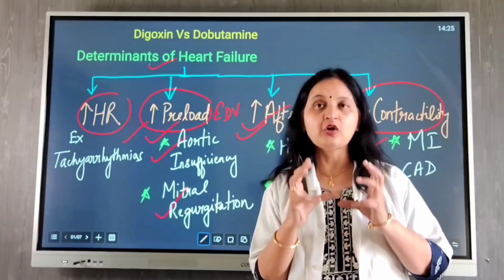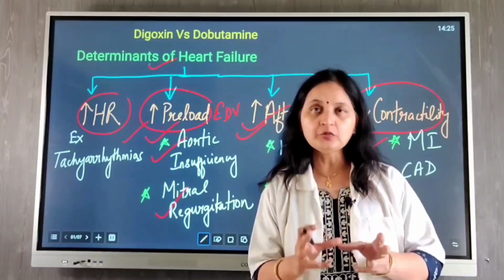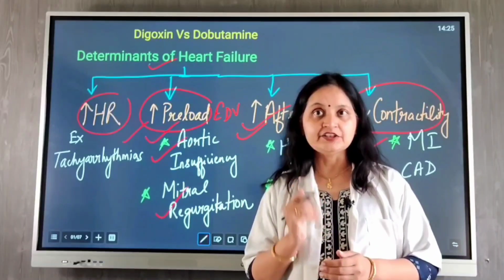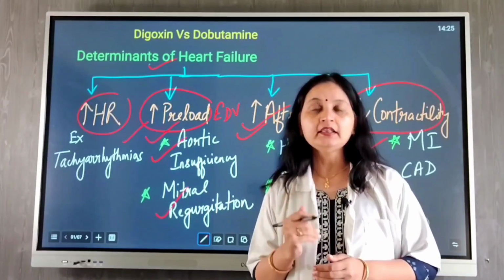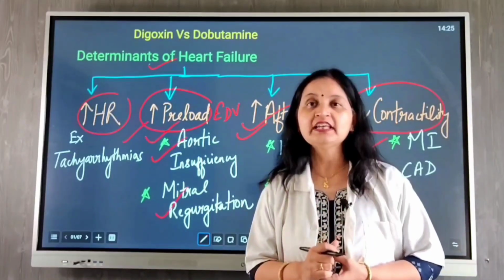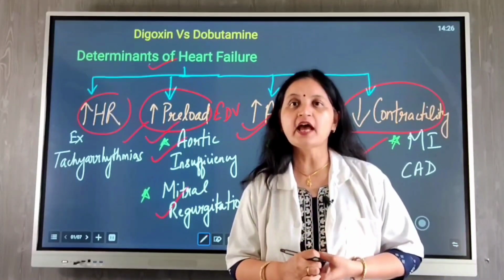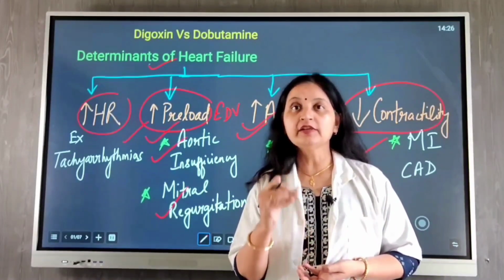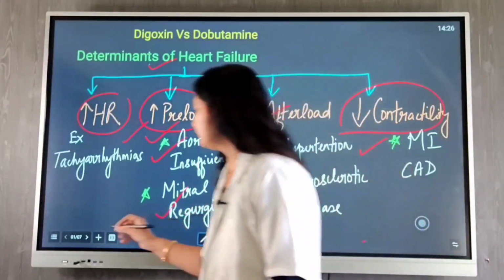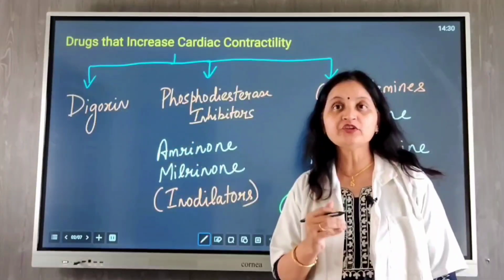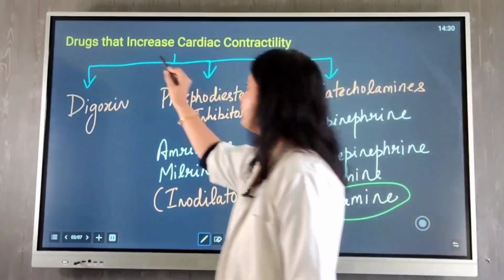So by increasing the contractility, the cardiac output increases. This decreases the congestion, back pressure in the heart, and this helps to relieve the congestion in heart failure. Therefore, there are drugs such as inotropic agents that increase the contractility and improve the cardiac output. So which are the drugs that increase cardiac contractility?